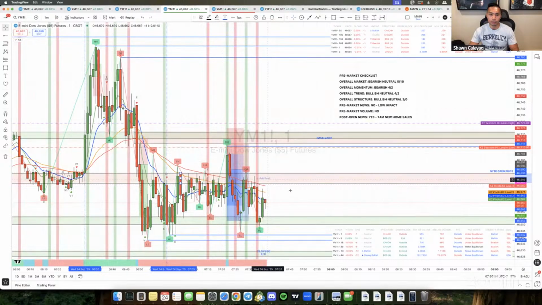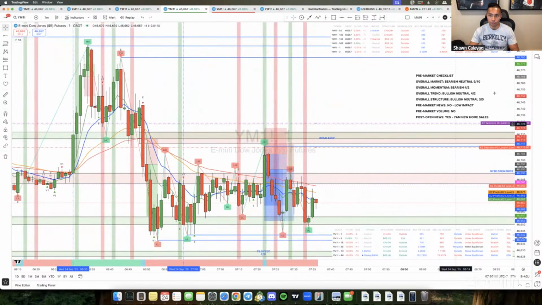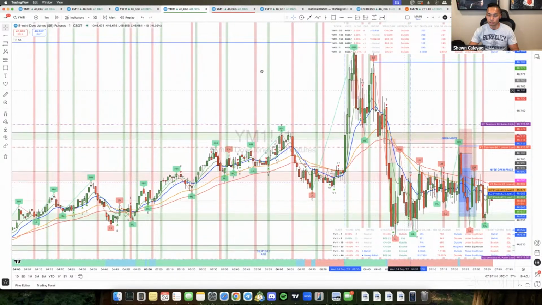All right, so we have this range right here, right? I made it a little more obvious. We had a support and resistance marked up there, but I just made it a little more obvious here so that you guys can see things more clearly.